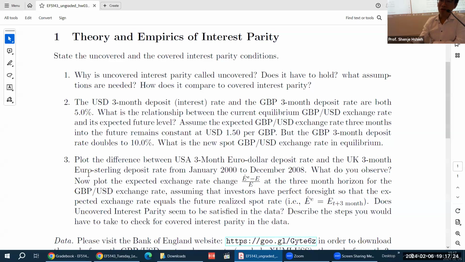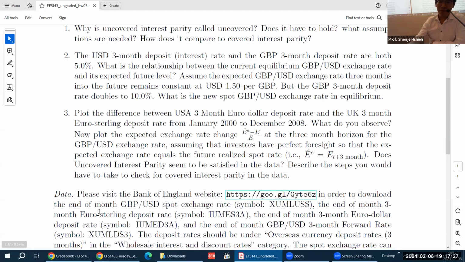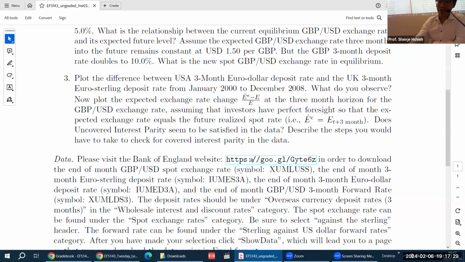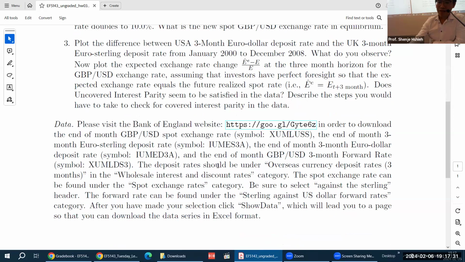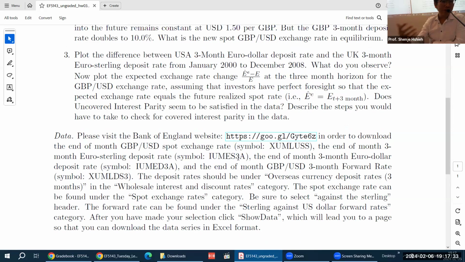Part 3 requires you to dig deeper, so you should go ahead and try to download the data yourself and try to empirically verify whether CIP and UIP hold or don't hold, okay?